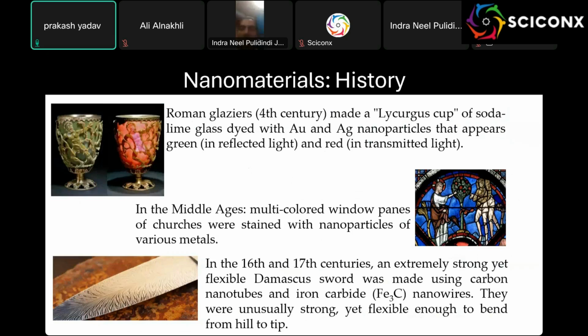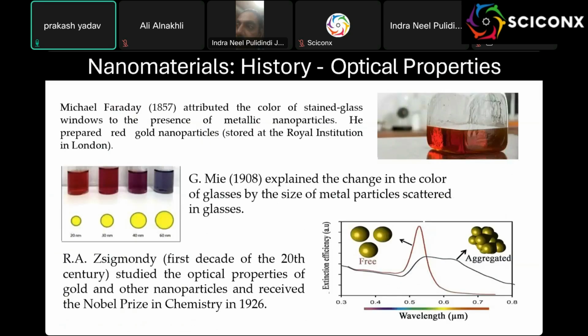Another example is from the Middle Ages. We clearly see the window panes of churches, which show multiple colors due to nanoparticles. And in the 16th to 17th century, an extremely strong yet flexible Damascus sword was made using carbon nanotubes and iron carbide nanowires. It is strong, yet it can be bent. Means very flexible and very strong materials by using carbon nanotubes and iron carbide. And yes, optical properties also change.